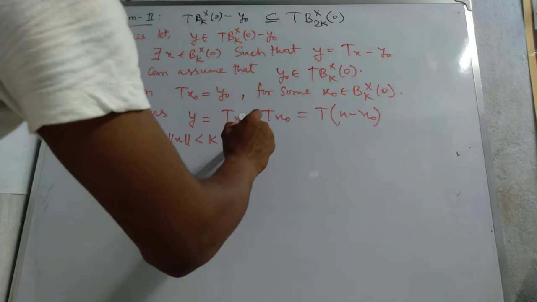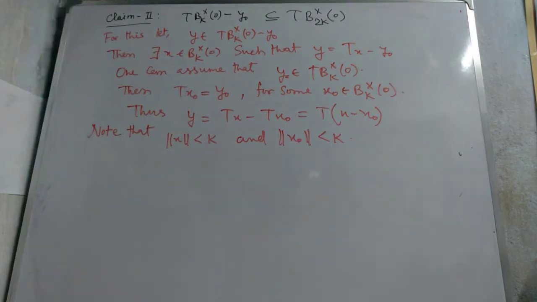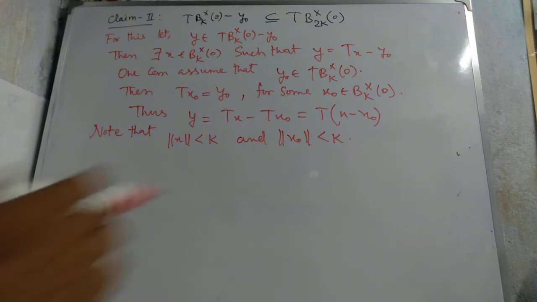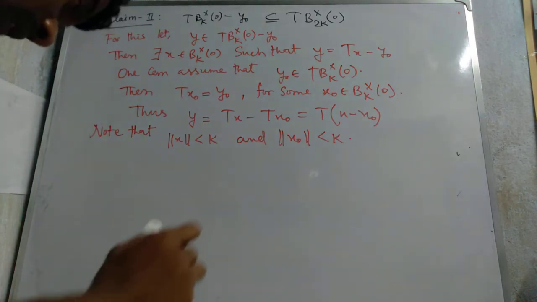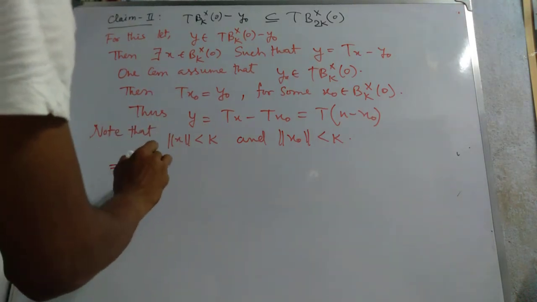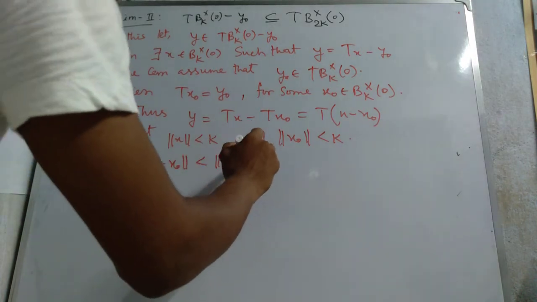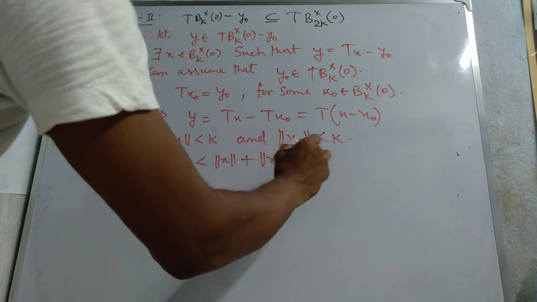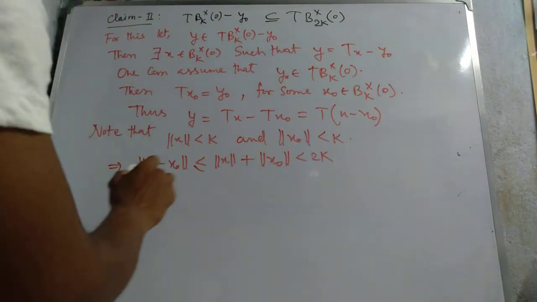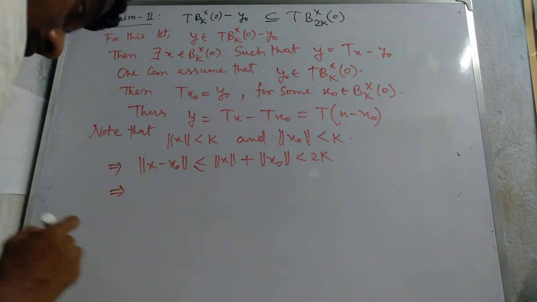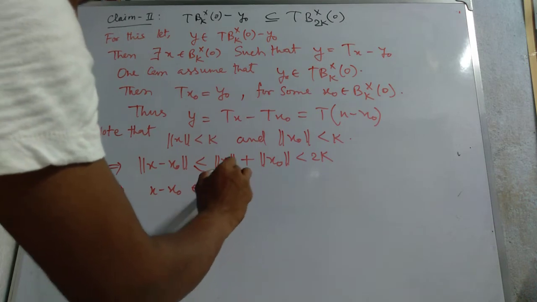Okay, and norm of x0 is also less than k, because this one belongs to B_k(x0). Then this implies that norm of (x − x0) is less than or equal to norm x plus norm x0, which is less than norm of 2k. This implies that x − x0 belongs to B_2k(x0).